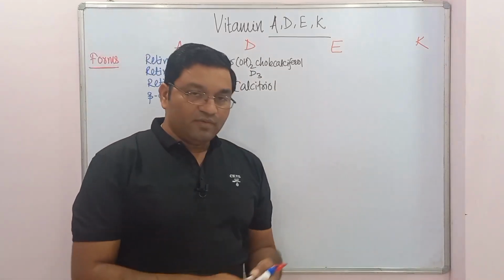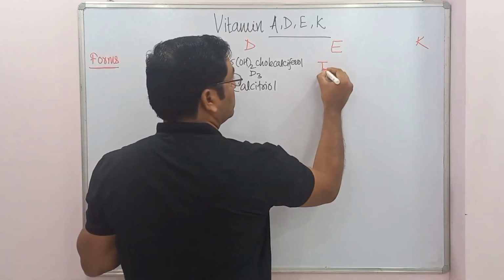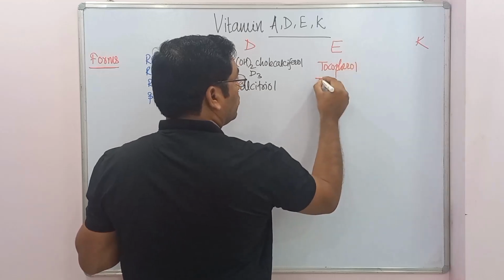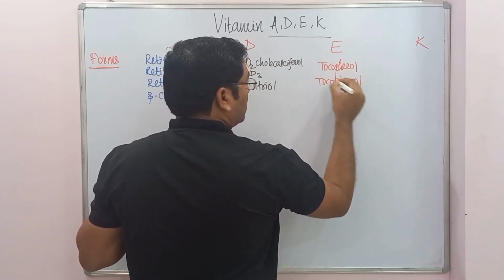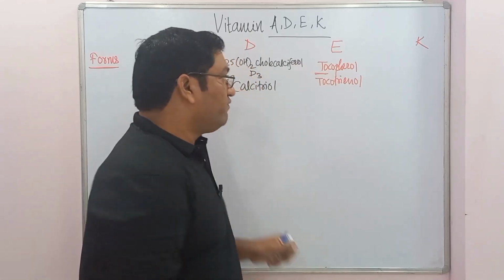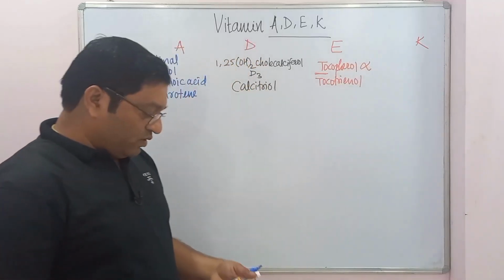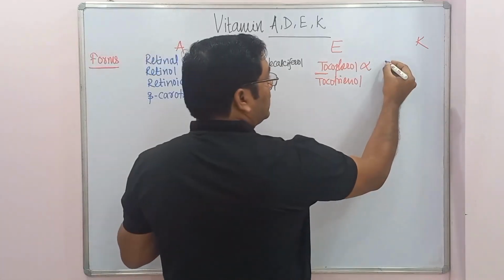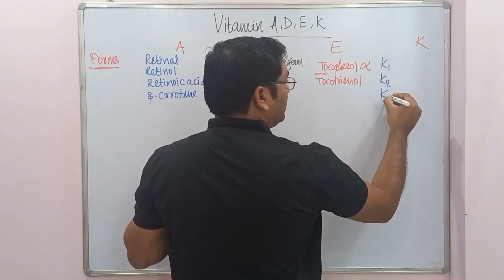Now vitamin E, it is present in the form of tocopherol and tocotrienol. Out of the 8 naturally occurring tocopherols, alpha tocopherol is the most active form of vitamin E. Vitamin K includes 3 forms, that is K1, K2 and K3.